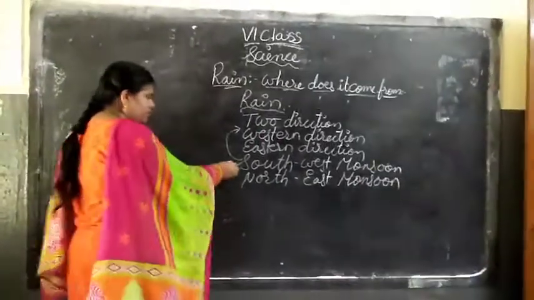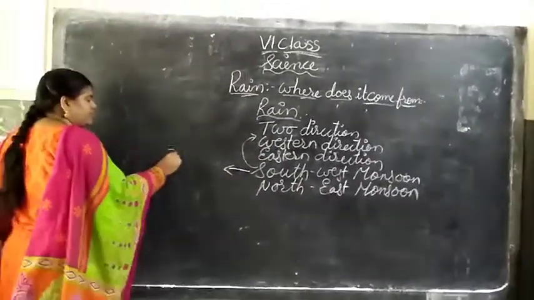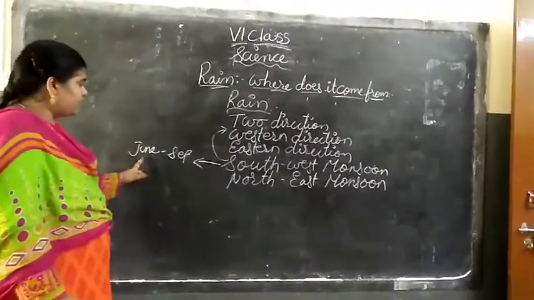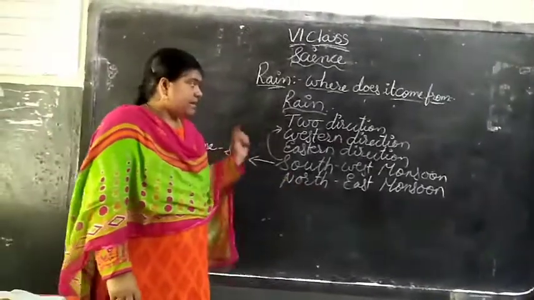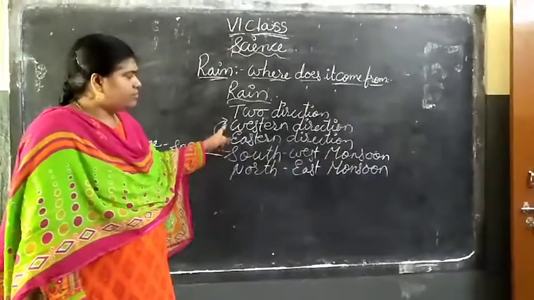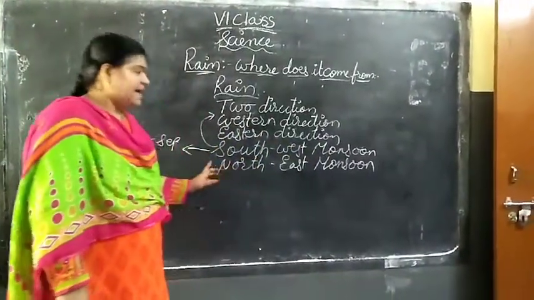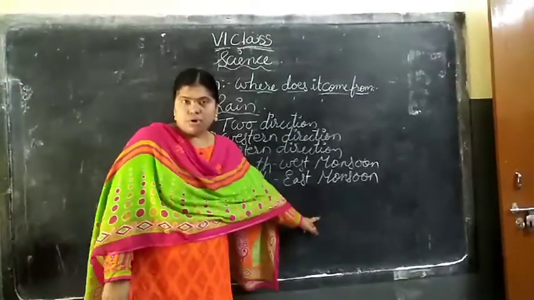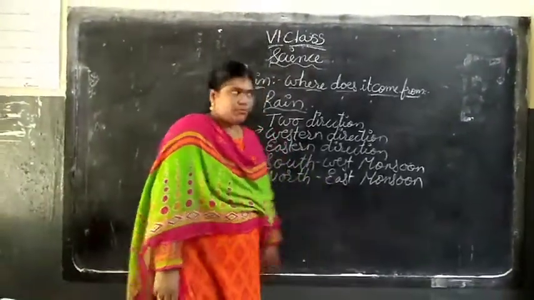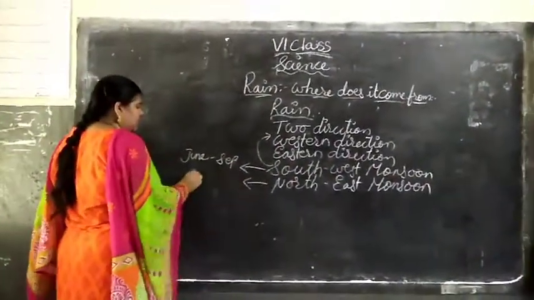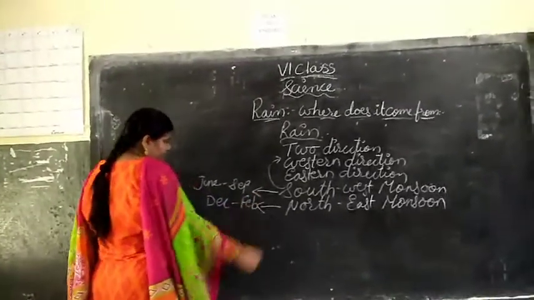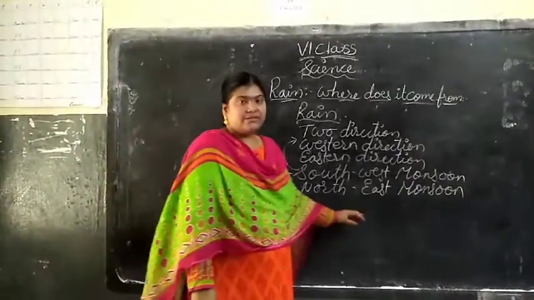When do these southwest monsoons occur? Southwest monsoons occur from June to September. Next, when the wind blows from the eastern direction, we will say that it is northeast monsoon. This occurs in the months of December to February. From December to February we will have northeast monsoons.